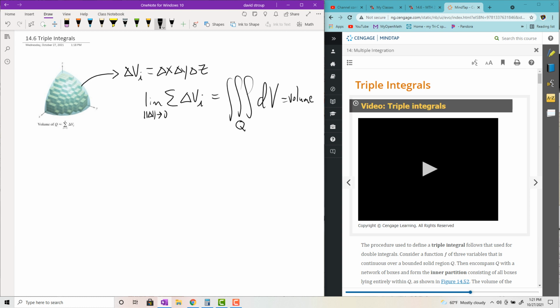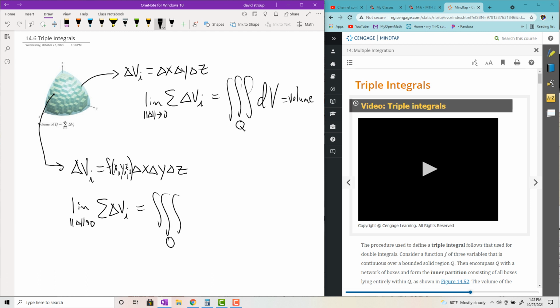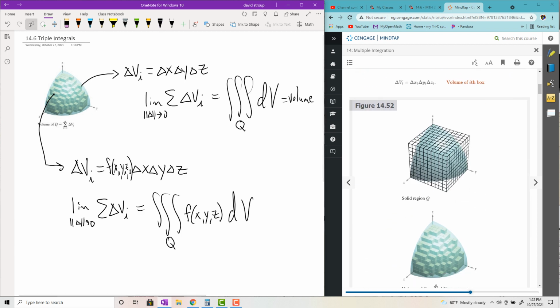On every box, you can also attach a function. So, for example, this box right here, if I wanted to extract that and attach some sort of function, I get a different volume increment where I have the volume times some number based off of that point in space. Okay, so you'll have some f of x sub i, comma y sub i, comma z sub i times that thing. And then if we take the limit as the norm goes to 0 again of this sum, you get the triple integral over the solid Q of the function f. Okay, so very similar to the double integrals.